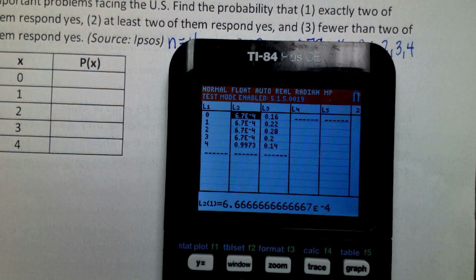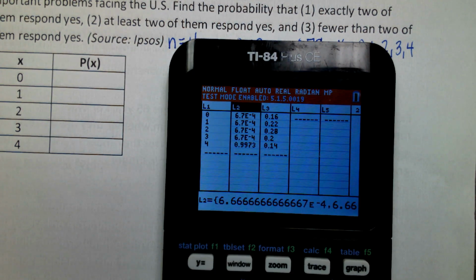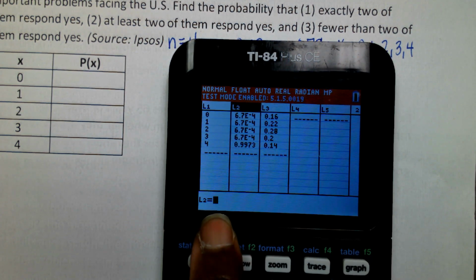Alright, so let's calculate all our probabilities at once. This will actually give us all of our probabilities at once. I'm going up to my L2 where it's dark, and I'm going to hit enter. I have something in here, so I'm going to clear this. Normally it's blank, but mine wasn't blank, so I'm going to clear it.